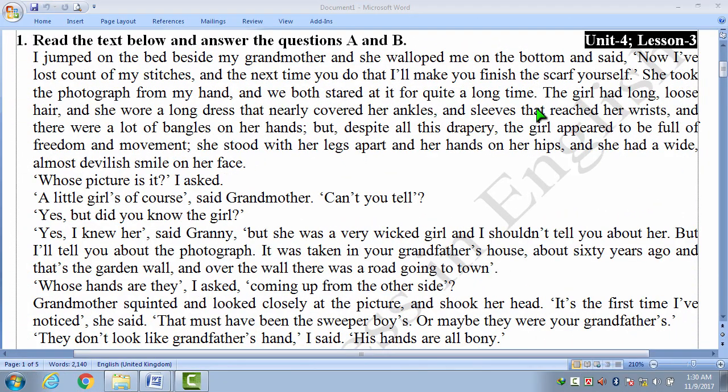HSC English First Paper, Unit 4, Lesson 3, Photograph. We have gone through this passage. Now we will practice some flowchart question answers. We are going to the question.